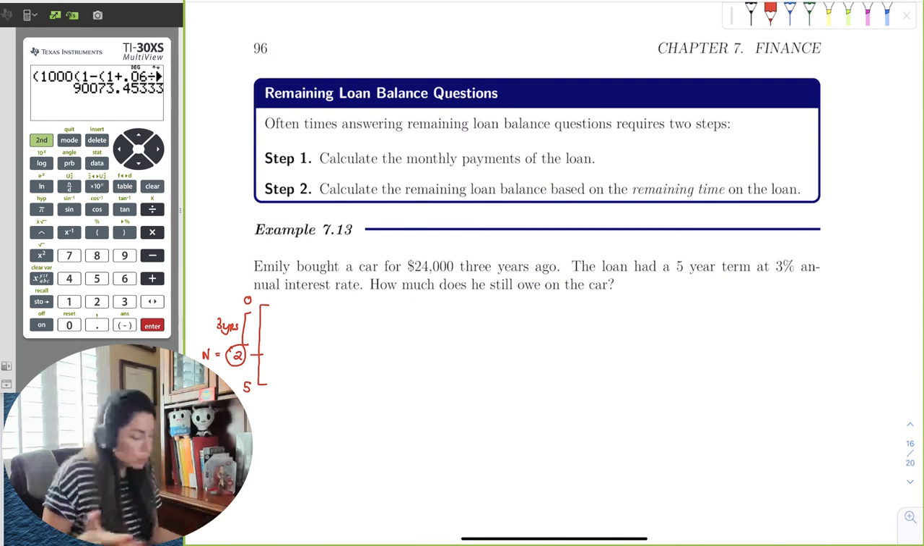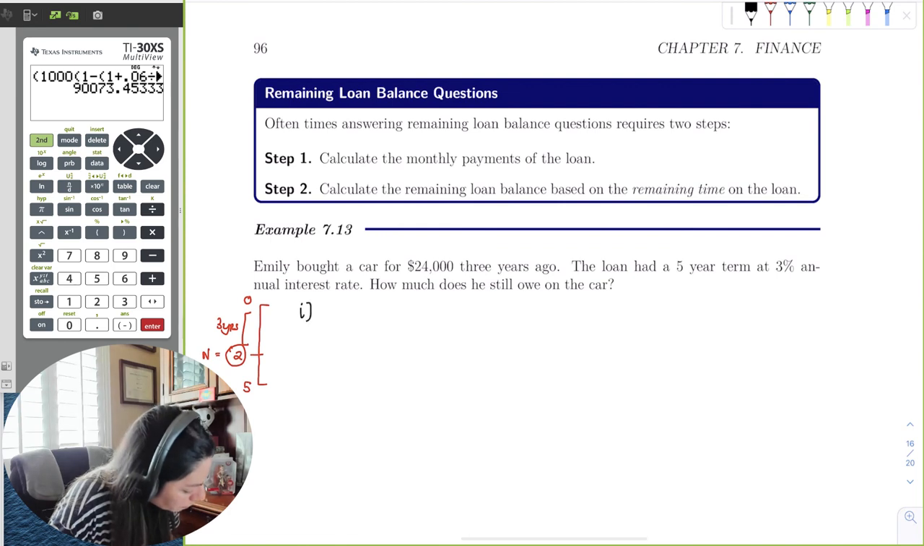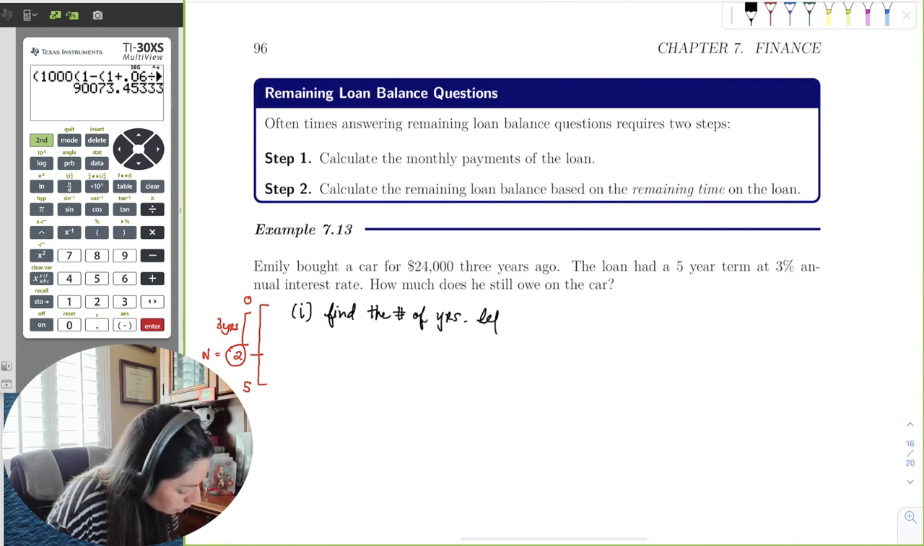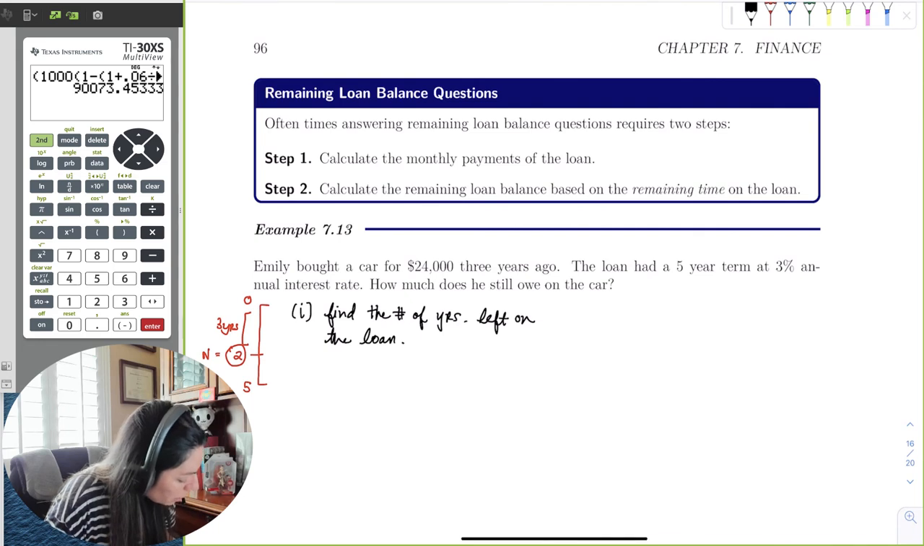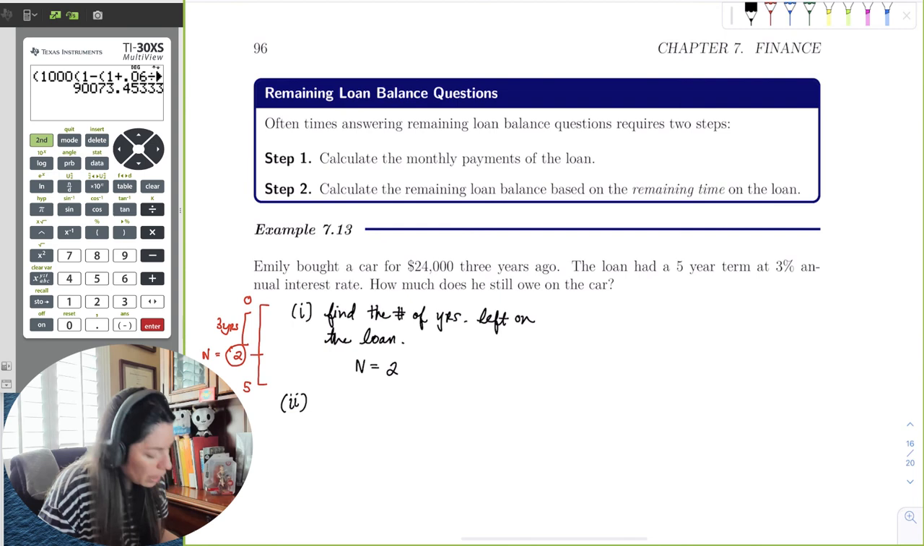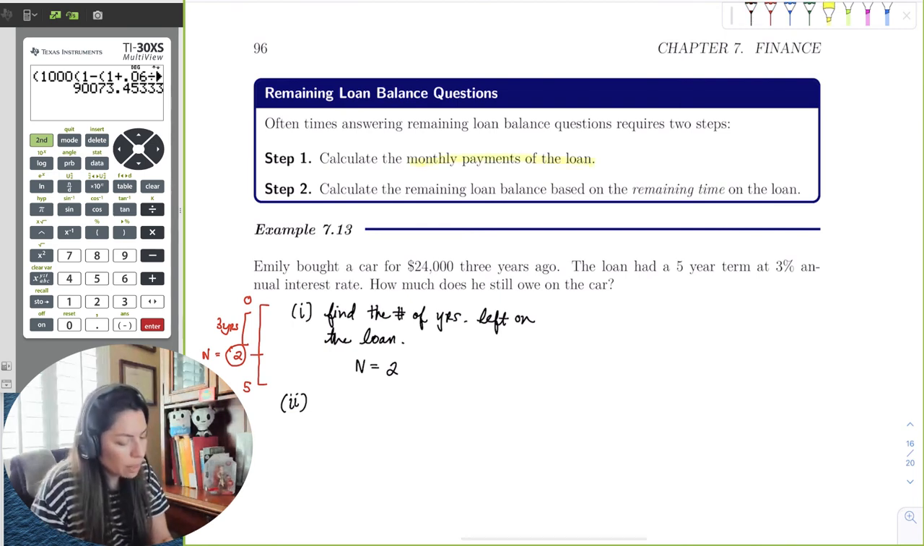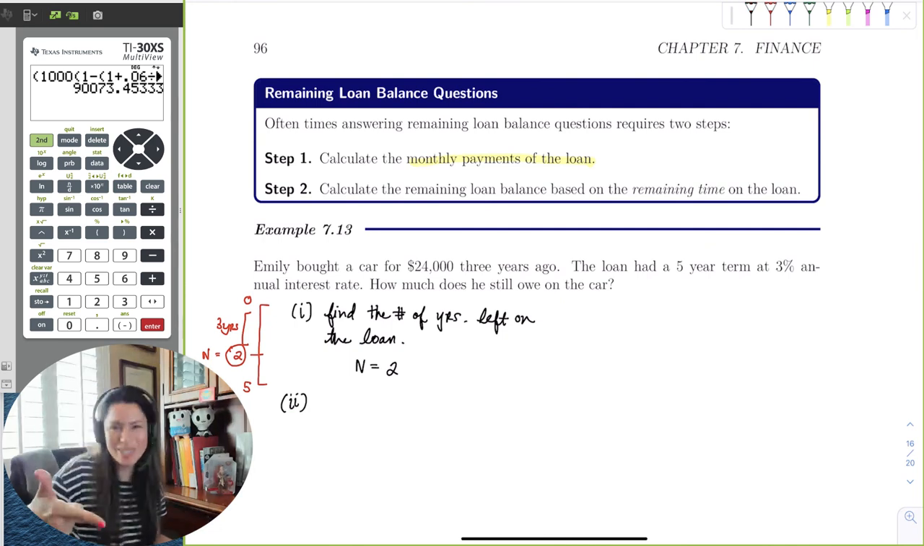So that's the first piece. Let me go ahead and write: find the number of years left on the loan. We know that n is equal to 2. The second part is it doesn't tell us the monthly payments. We need to know the monthly payments and how many years are left on the loan.